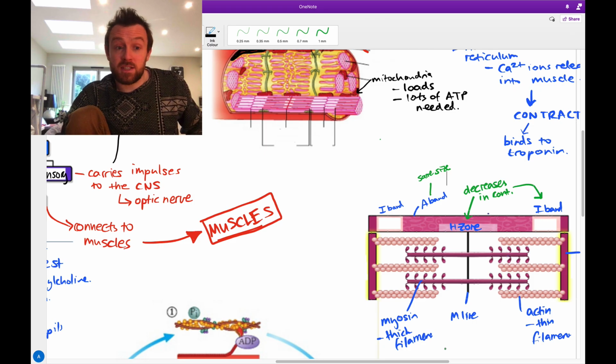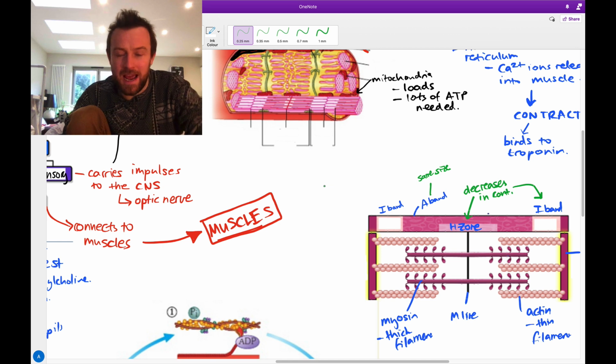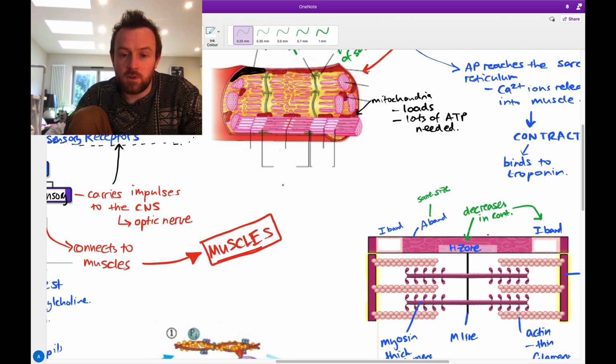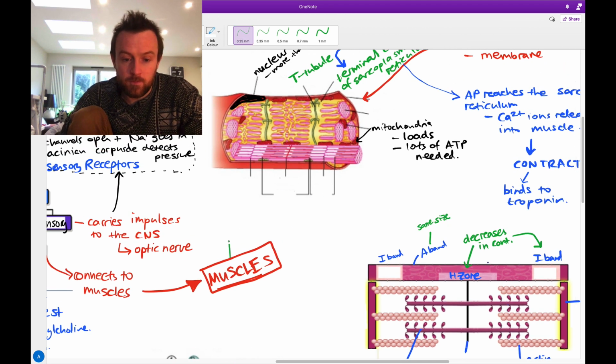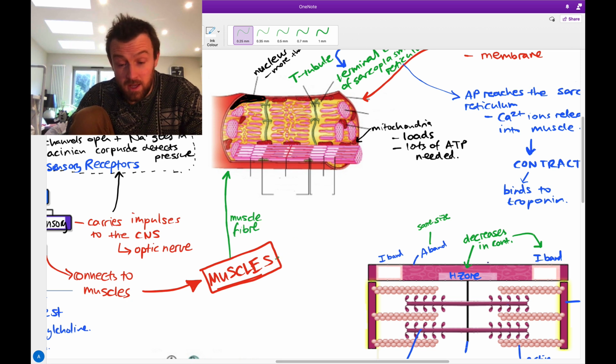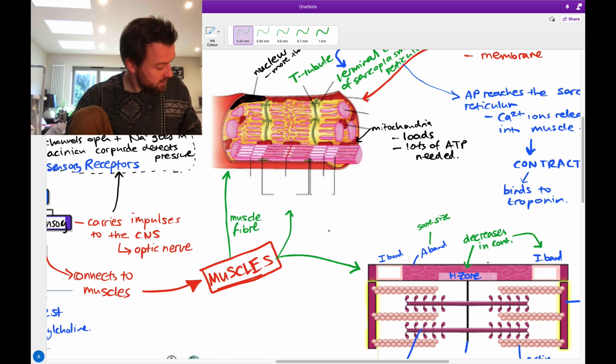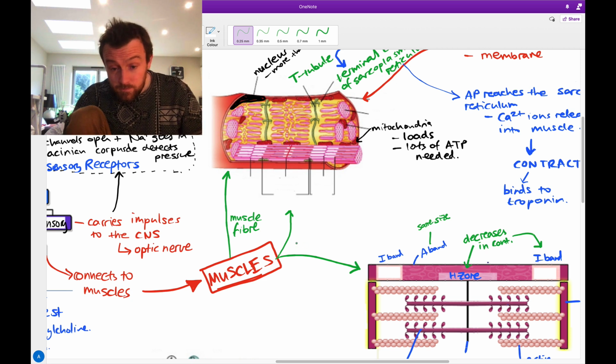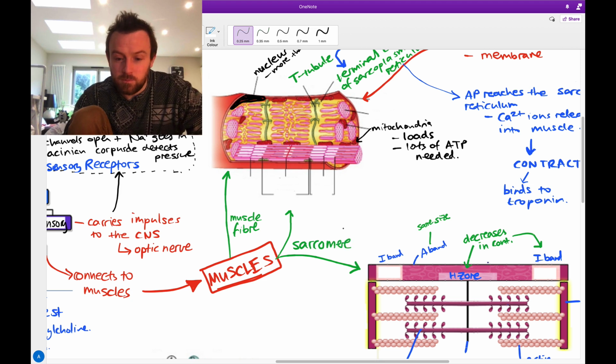Okay, let's just go back to the mind map here because I realize I want to add a little bit extra. We talked about muscles. So this up here is the muscle fiber. This over here is called the sarcomere, which is the functional unit of the muscle fiber.